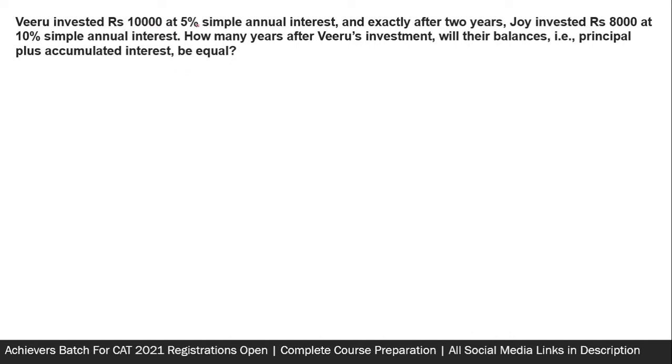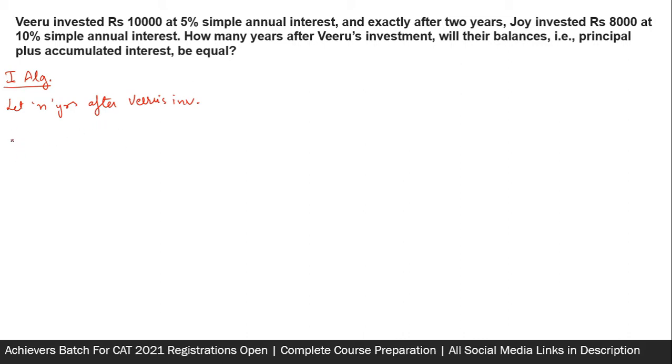10,000 rupees at 5% simple interest for 2 years alone. After that, another 8,000 at a different interest rate. We have to figure out after how many years after the first installment the amounts were equal. The amounts, meaning principal plus interest, should be equal after a certain amount of time. So the first method, the algebraic method, would say that let n years after Viru's investment this happens.